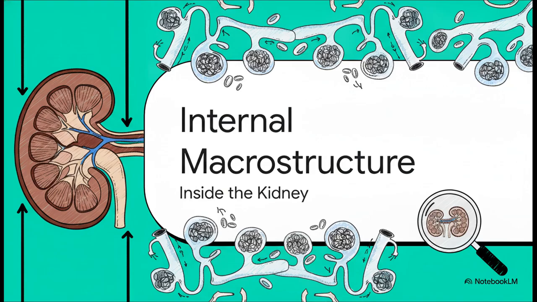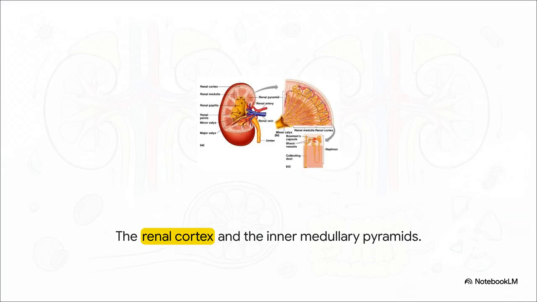Section 2. Internal macrostructure. If you were to slice the kidney open, two very distinct zones emerge. You've got the lighter outer renal cortex and then the darker inner renal medulla. See those triangular fan-like structures sitting in the medulla? Those are the renal pyramids. They are the absolute core structures where the heavy lifting of urine transport actually begins.